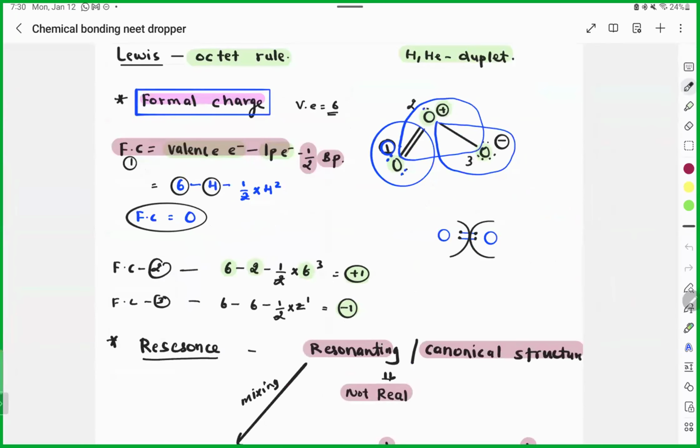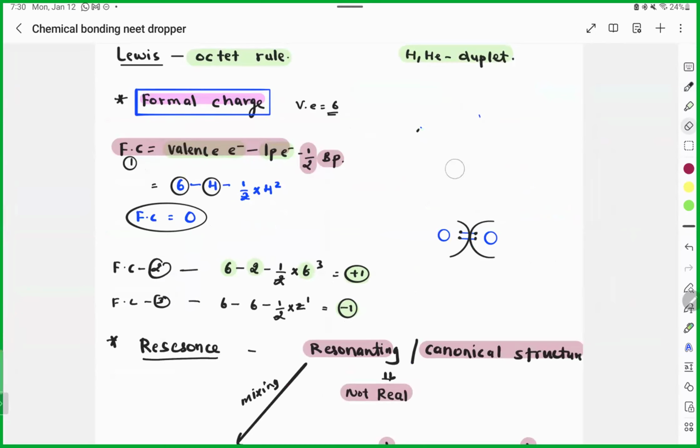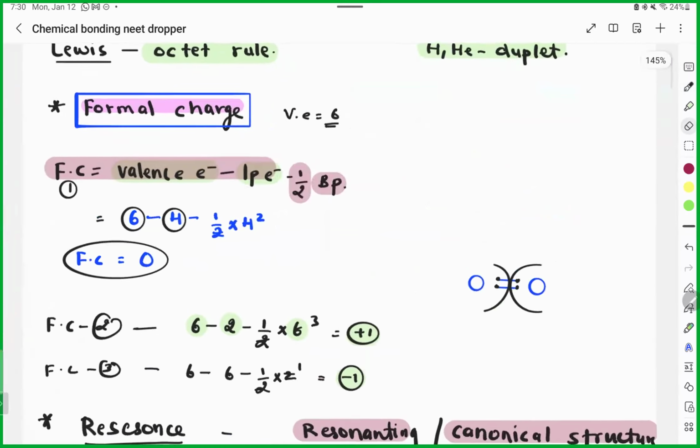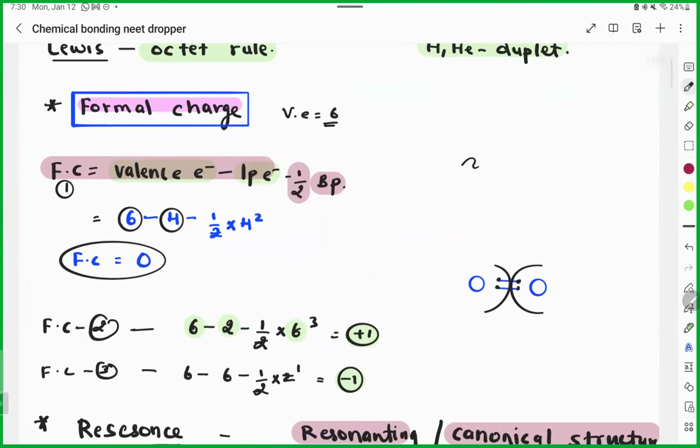So, Chandana, in formal charge, we want to know what is the charge on every atom for a given compound. How will it be given to us? Let me show. Example: here you have three oxygens, one, two, and three. You have a double bond like this and like this. Not two, one bond.